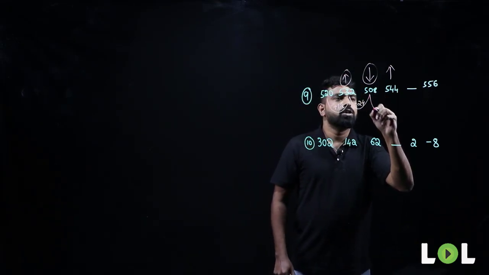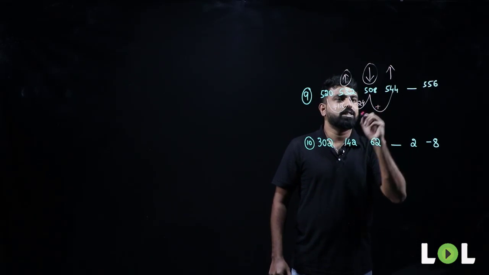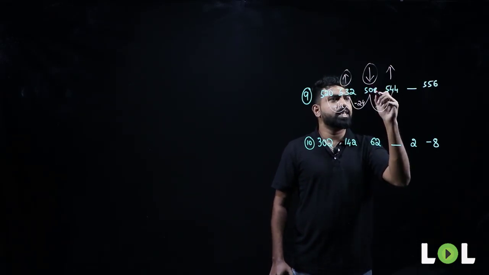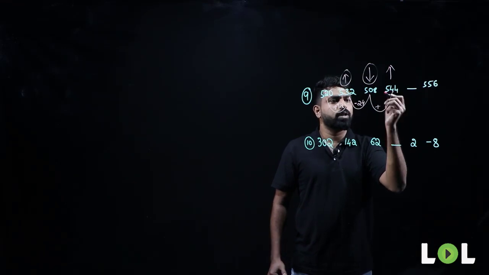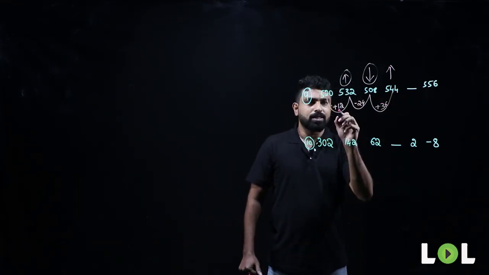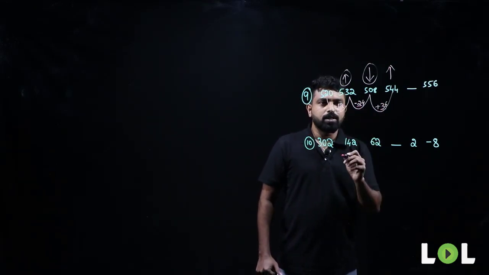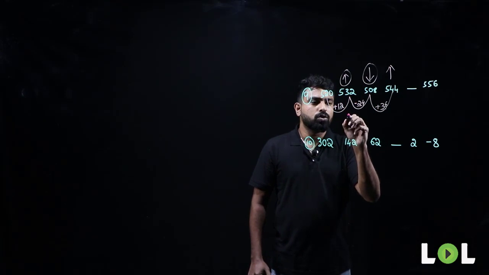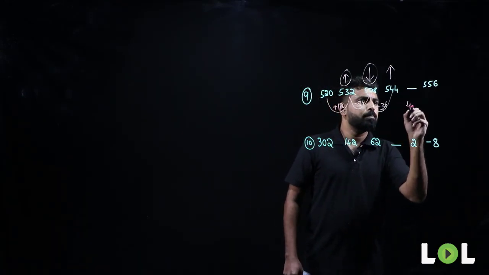So the next term, 508, is increasing, so it would be a positive term. 508 plus 6 gives me 514, plus 30 gives me 544. So this is 36. What are these? 12, 24 and 36. These are the multiples of 12. So what would be my next multiple here? The next multiple would be 48.